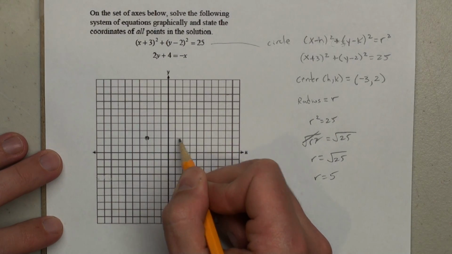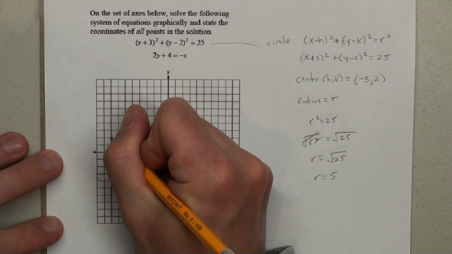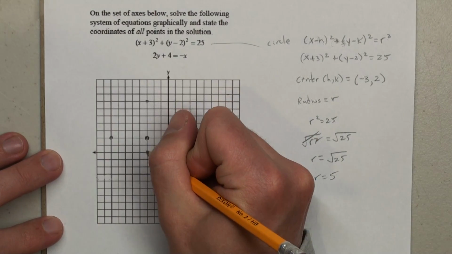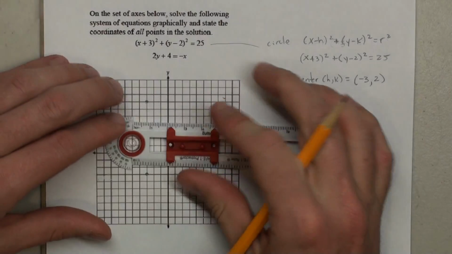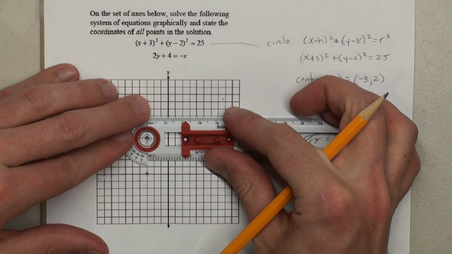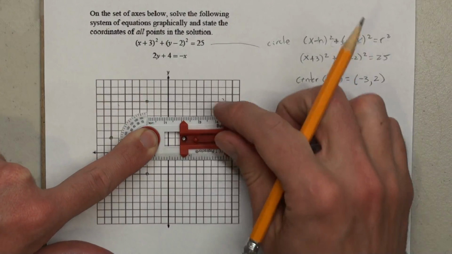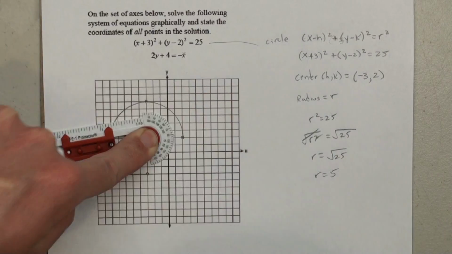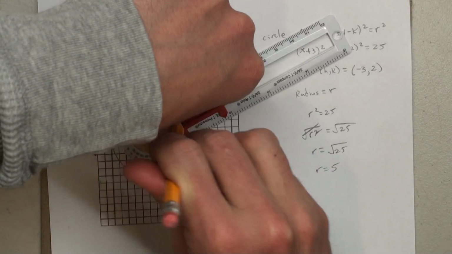1, 2, 3, 4, 5. 1, 2, 3, 4, 5. 1, 2, 3, 4, 5. 1, 2, 3, 4, 5. So I'm going to use this compass to help me draw the circle. Okay.